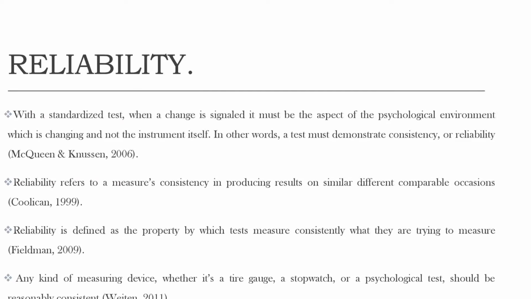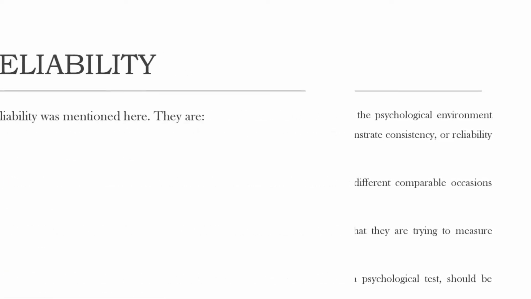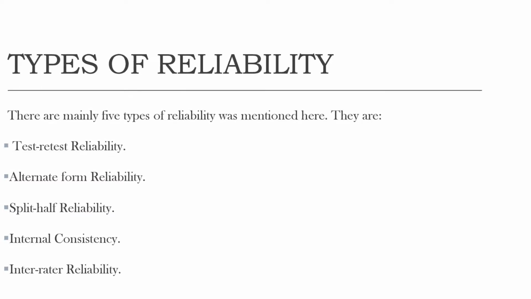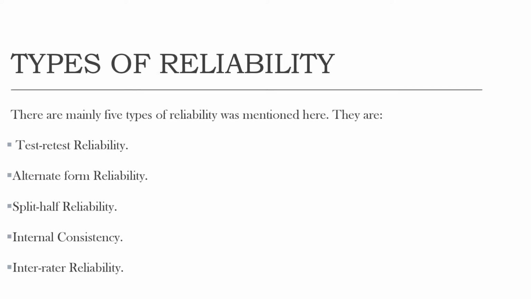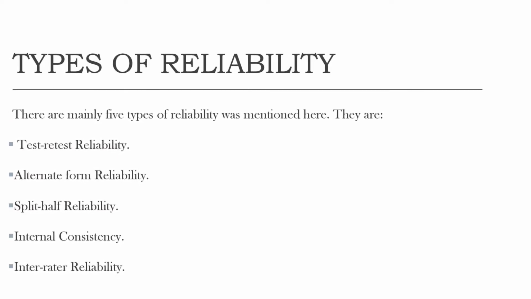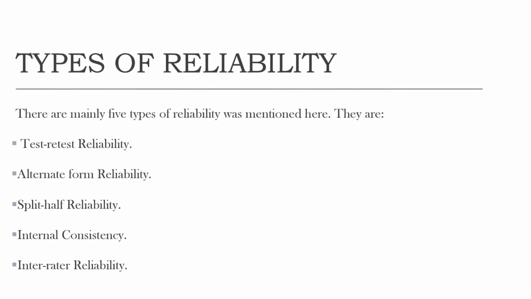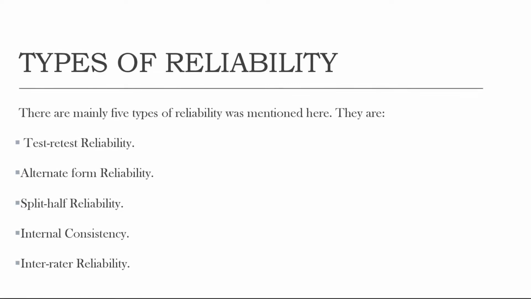So, next we can move to the different types of reliability. There are mainly 5 types of reliability mentioned here. They are test-retest reliability, alternate form reliability, split half reliability, internal consistency and inter-rater reliability. It is also known as inter-observer reliability.